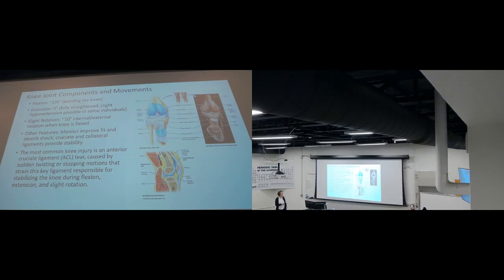And then what helps to stabilize this joint as well are the menisci. The menisci have these surfaces, pads of cartilage, that correspond, for instance, to the condyles of the femur. The condyles of the femur are convex, so these pads of cartilage are a little bit concave. And then the most common knee injury is an injury to the ACL caused by sudden twisting or stopping and twisting at the same time.